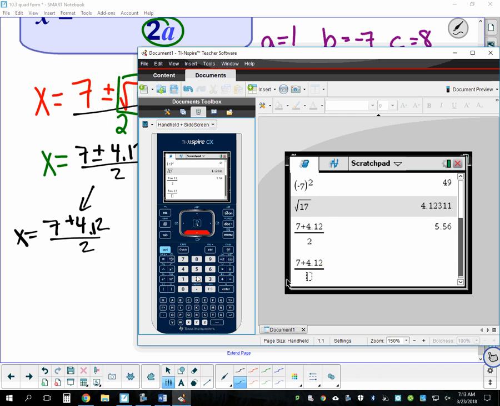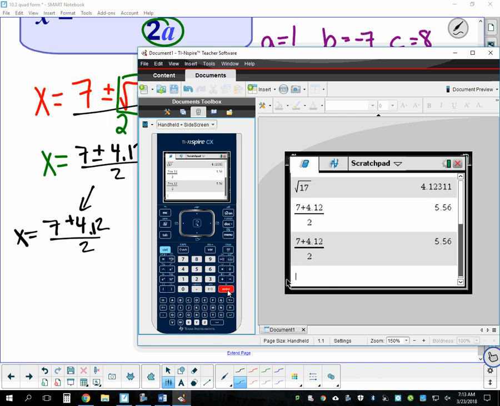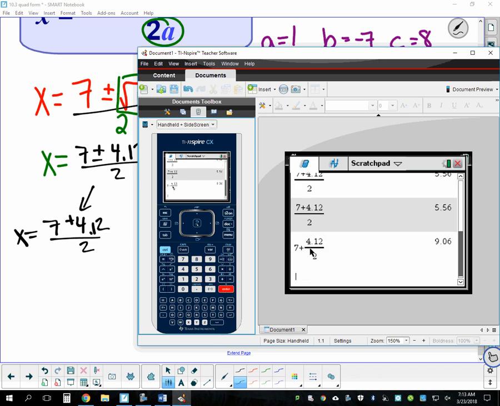If you're working at home or on a regular calculator, you're going to have to use parentheses because, again, I'll show you what it looks like. If I just straight do it without parentheses or without typing it in the numerator and denominator, it's going to do this part only, and that is not what we want. So no, no, no. So that gives us the correct answer of 5.56.